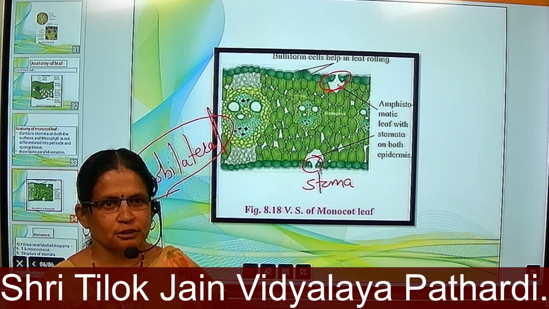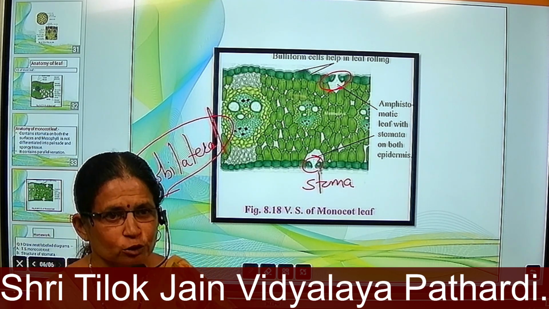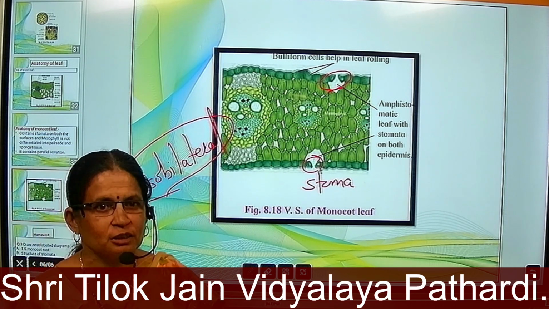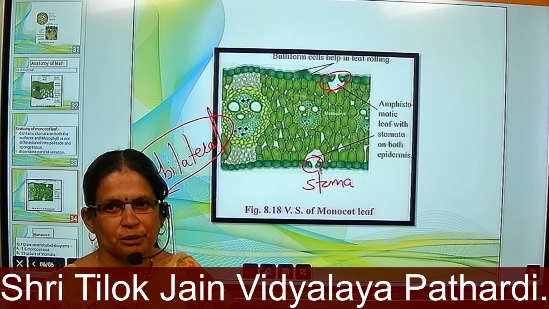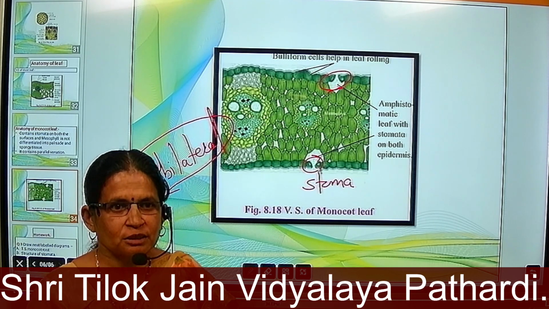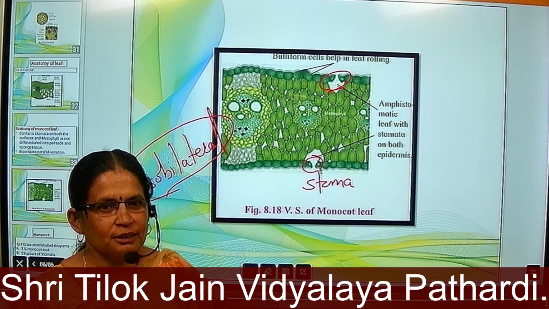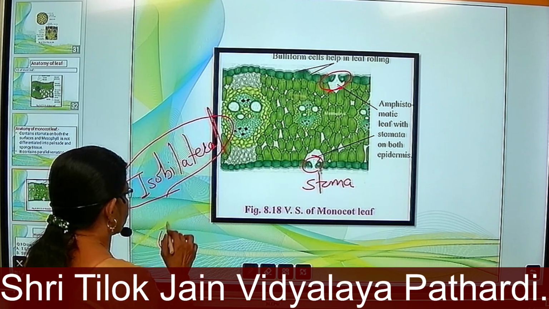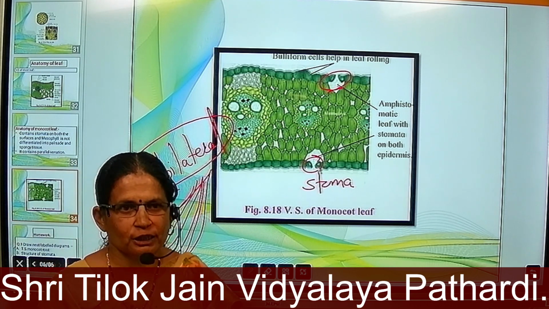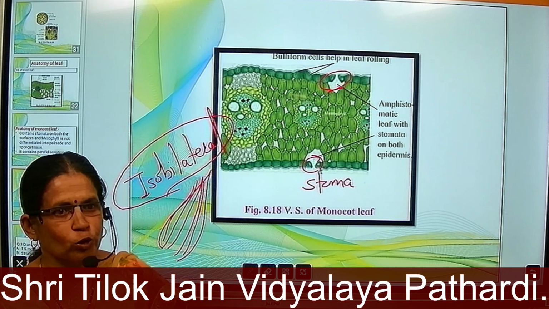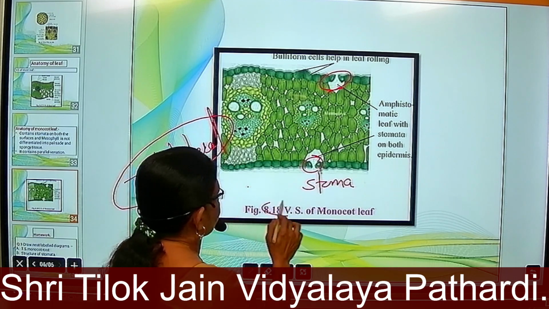Another important character of the monocot leaf is that the mesophyll tissue is not differentiated into spongy parenchyma and palisade tissues. In a dicot plant, the mesophyll is distinguished into palisade and spongy parenchyma, but in the monocot leaf they are not differentiated. Another character is parallel venation, where the lines are present parallel on the surface of the leaf. The vascular bundles are conjoined, collateral and closed type. So this is the VS of the monocot leaf.